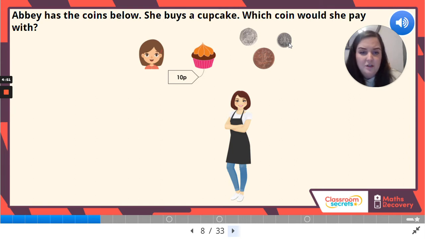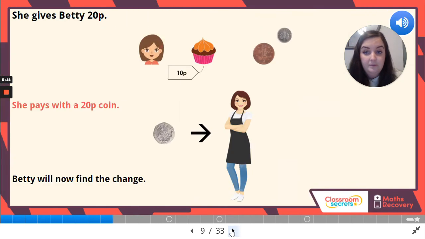Yeah, so we couldn't pay with a 2p and a 5p, or even a 2 and a 5 together, because the amount together is smaller than 10p. 2p is too small, 5p is too small, so we haven't got enough money. But 20p is more than 10p, so we could give Betty the shopkeeper 20p and then she's going to give us some change. So yep, well done, 20p coin.